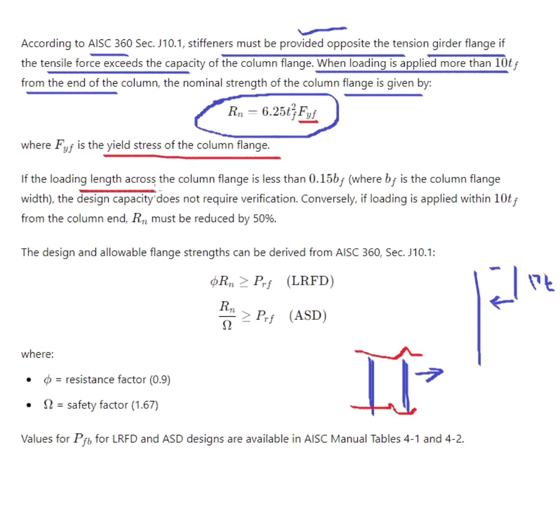If the loading length across the column flange is less than 0.15 b, where b is the column width. If you see this column width, this is the column width. If you consider like this, this is the column.